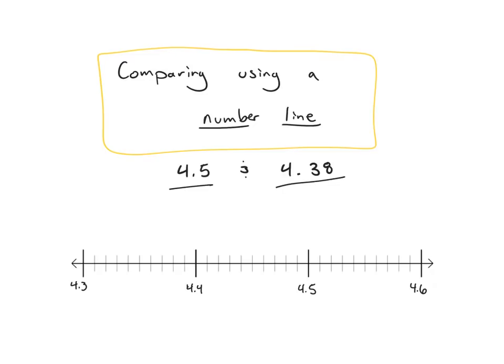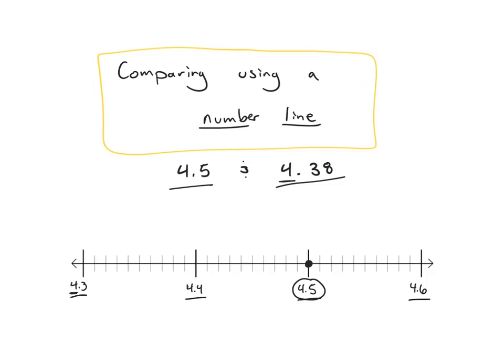So you see down below I have my number line that is partitioned into tenths. So I have 4 3/10, 4 4/10, 4 5/10, 4 6/10. So I'm going to plot both of these points on the number line, and then I'm going to see which one's larger and which one's smaller. So starting with 4 5/10, that's already one of my landmarks on my number line, so I'm just going to go ahead and put a dot at 4 5/10. And then 4 38 hundredths, I'm going to start with the whole number, 4.